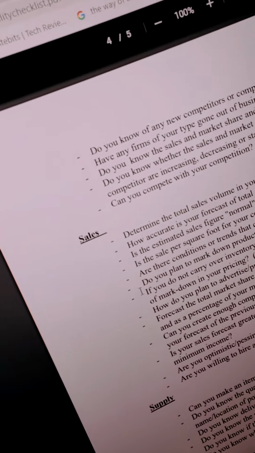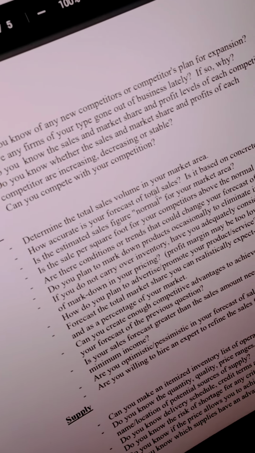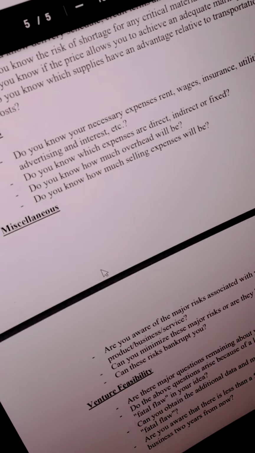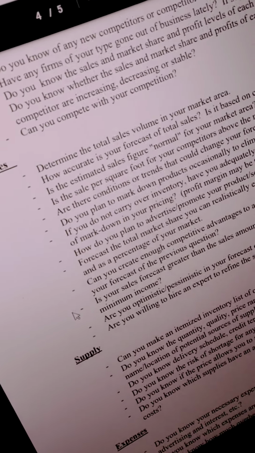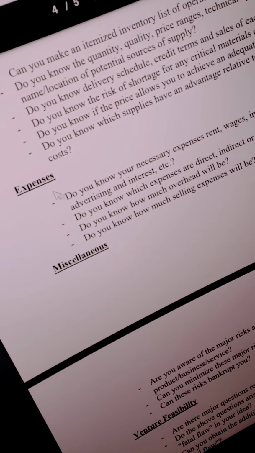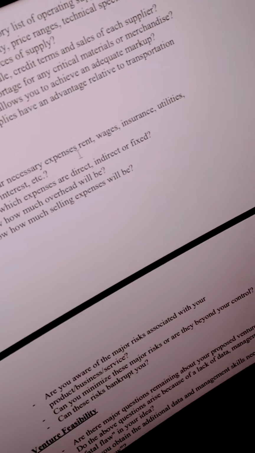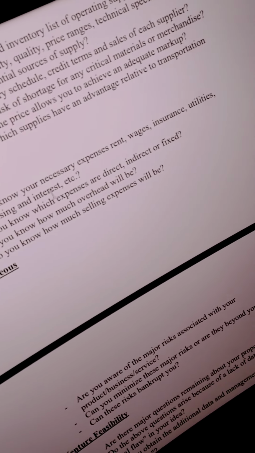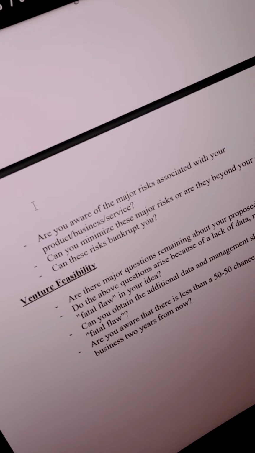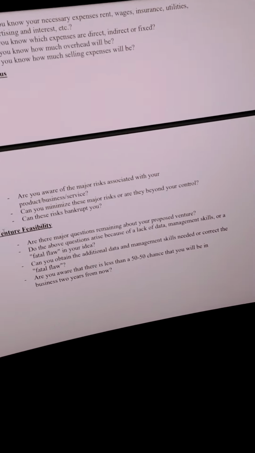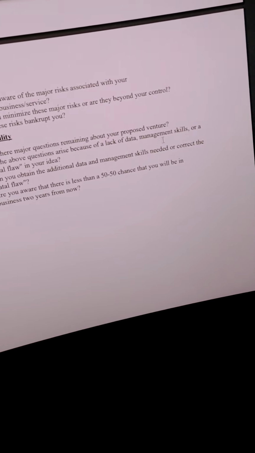Y'all might have to go type this in. Sales: determine the total sales in your market area. Yeah, y'all are gonna have to read this. It talks about sales, supply, expenses. Expenses is definitely important. You know your necessary expenses: rent, wages, insurance, utilities, advertising, interest. A lot of y'all not going to be doing that because you ain't going to have a physical location. But you start off small, like in the e-com realm, getting products. In my next video, I'm going to put some products up. But we talked about venture feasibilities.